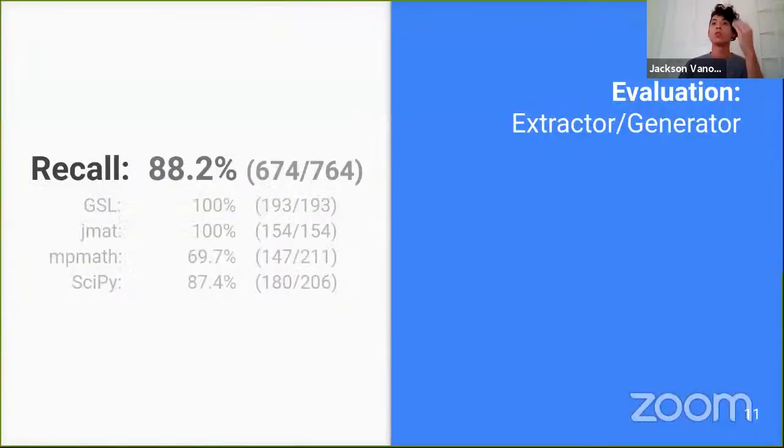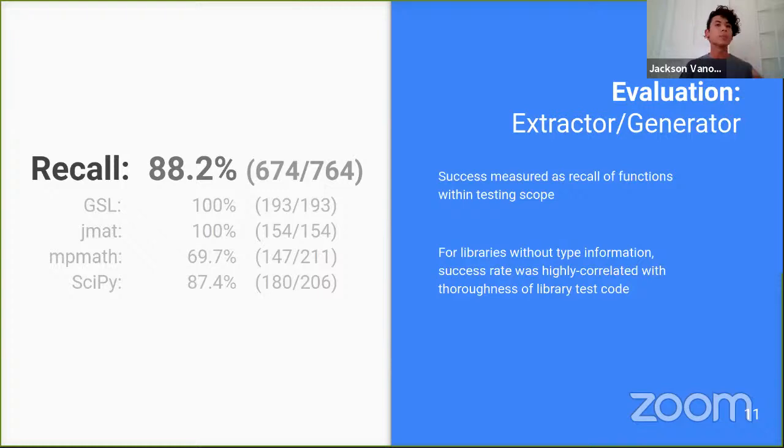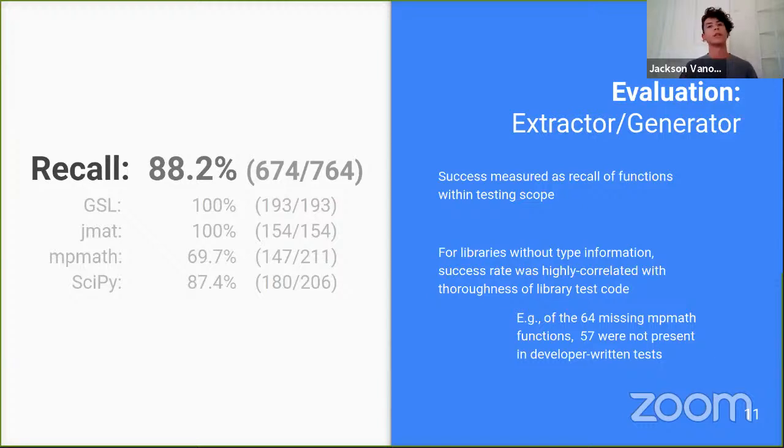So to go into our evaluation for each of the components, our extractor and generator achieved an 88.2% recall, which we measured by manually constructing a ground truth set of functions that fit within the testing scope. And we see for GSL and JMAT a 100% recall. That's because those libraries came annotated with type information, so a trivial parsing sufficed. For NPMath and SciPy, however, the Python libraries, there were incomplete sets of functions, and their success was highly correlated with the thoroughness of the test code that we parsed. So for instance, for NPMath, almost all of those functions that we missed weren't in the developer tests to begin with.